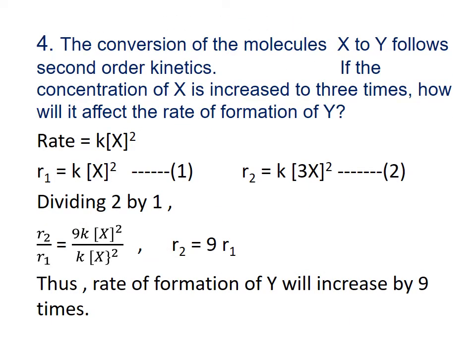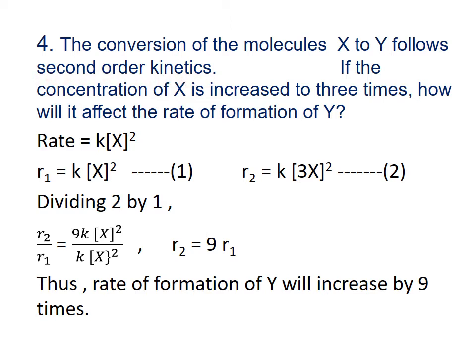Numerical number 4. The conversion of the molecules X to Y follows second order kinetics. If the concentration of X is increased to 3 times, how will it affect the rate of formation of Y? Already in the question it's mentioned the reaction X to Y follows second order kinetics.